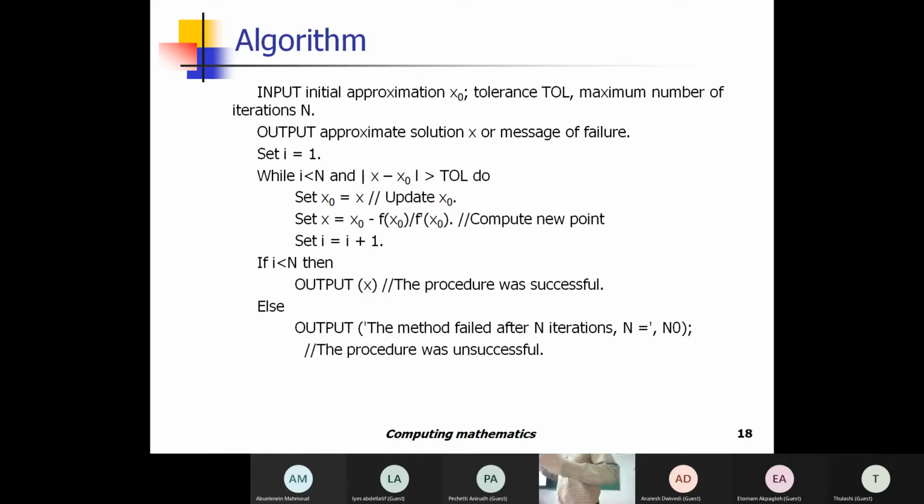Well, I briefly show you this implementation in C++. And I ask you to implement this method as your homework. But I show you this implementation now.